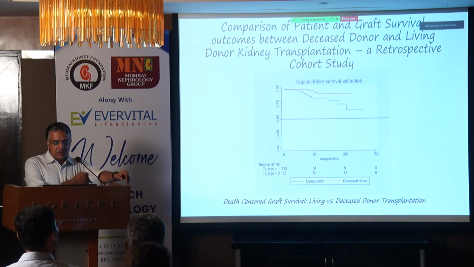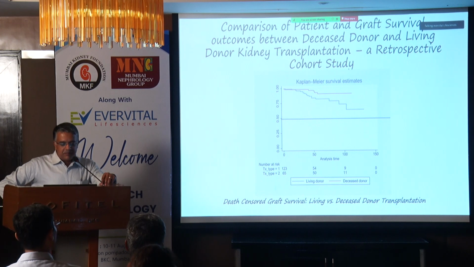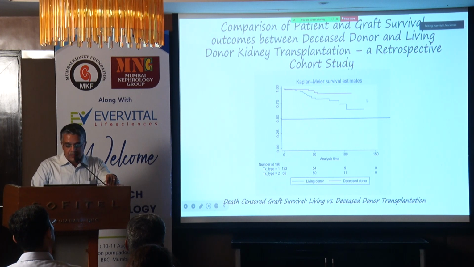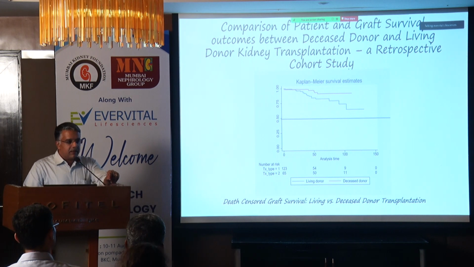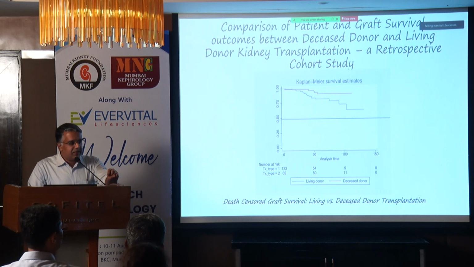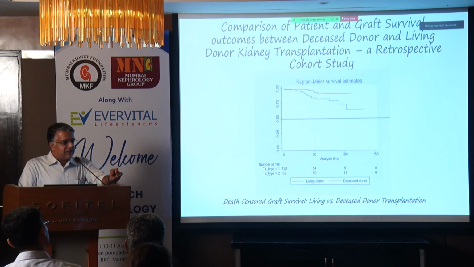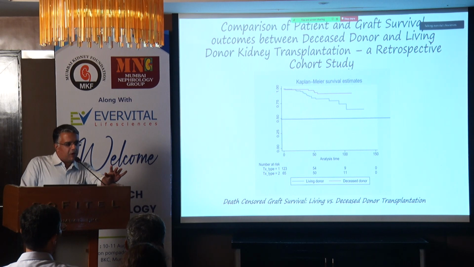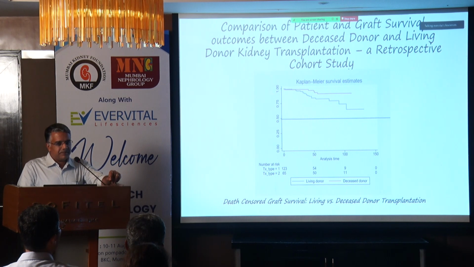Going on, this was one survival analysis from the study. Okay, this is a Kaplan-Meier survival estimate. And the blue stands for living donor transplant, and the red one are the outcomes of deceased donor transplant. So can you think of any problem with this? It may not be a problem, but are you okay with this?